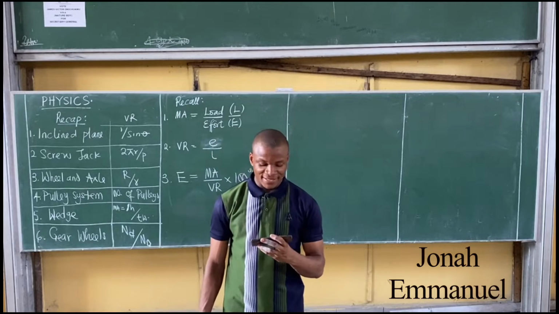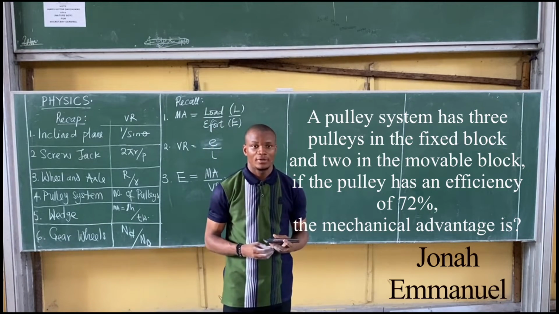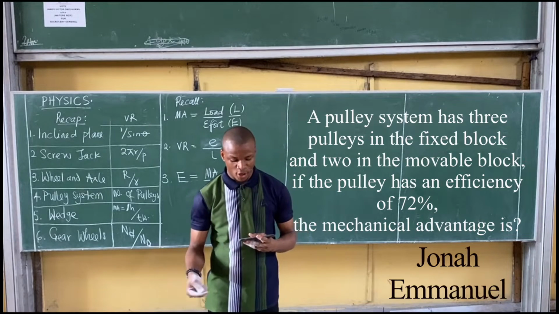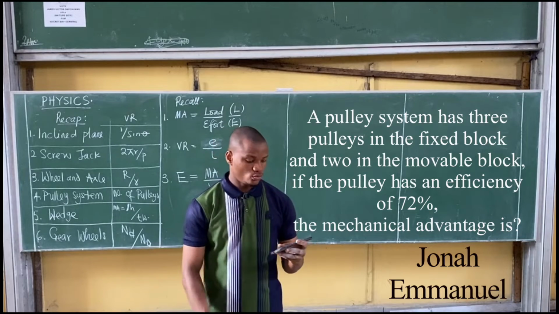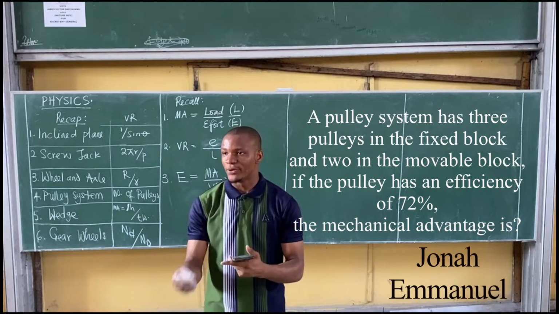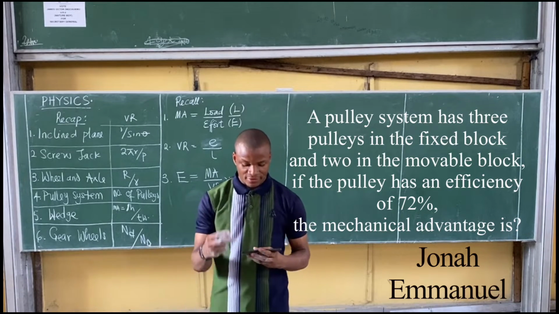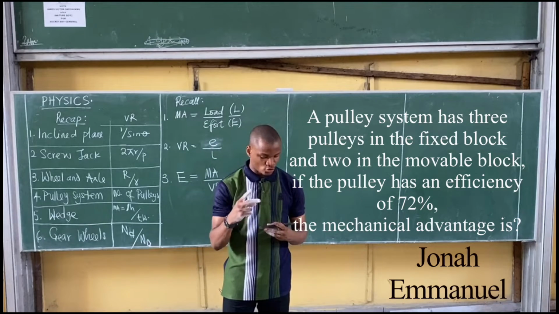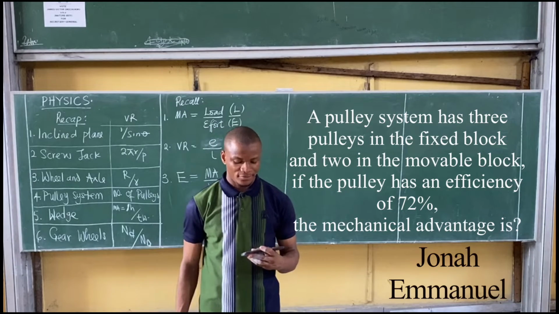A pulley system has 3 pulleys in the fixed block and 2 in the movable block.